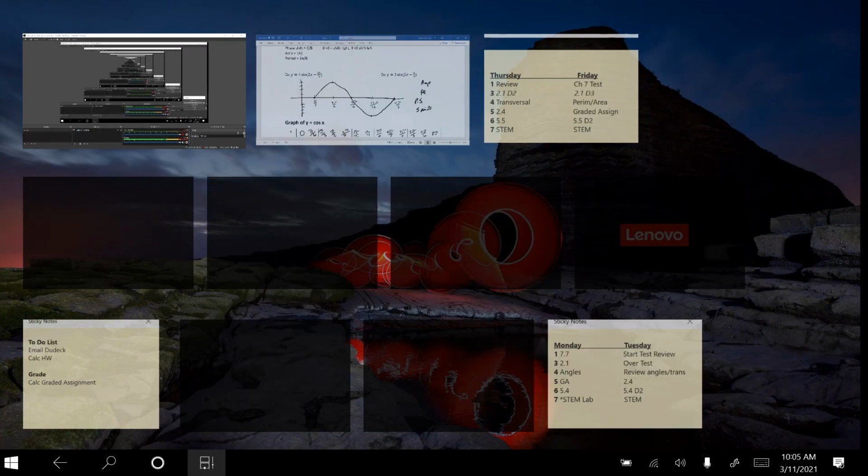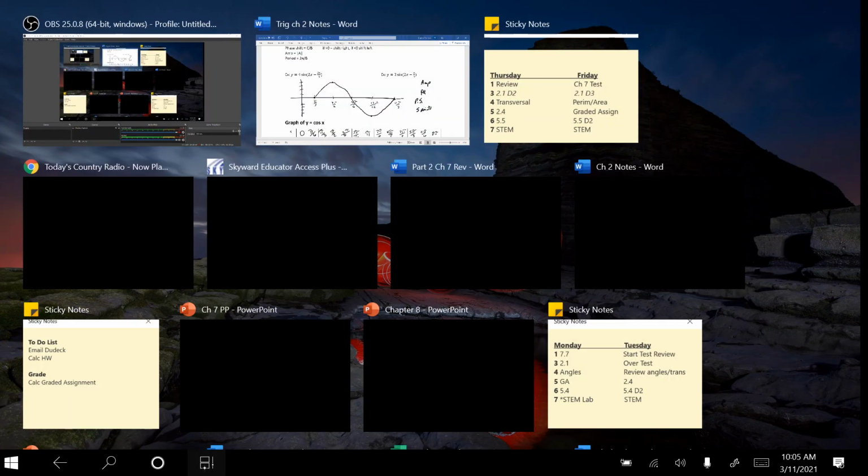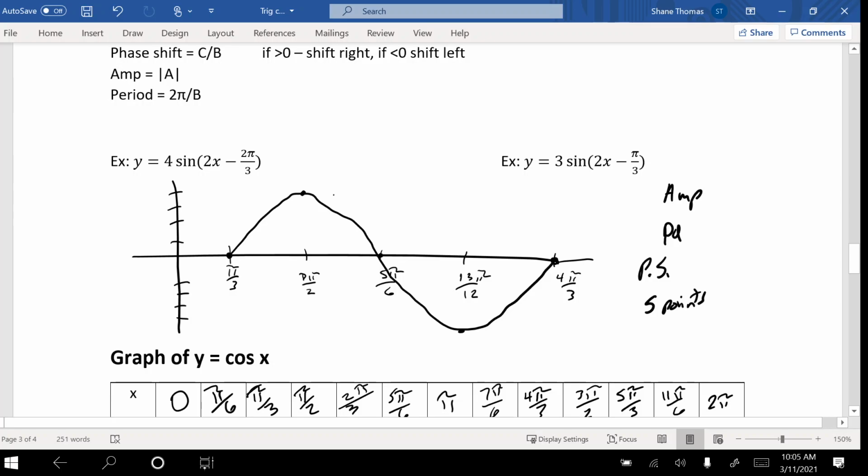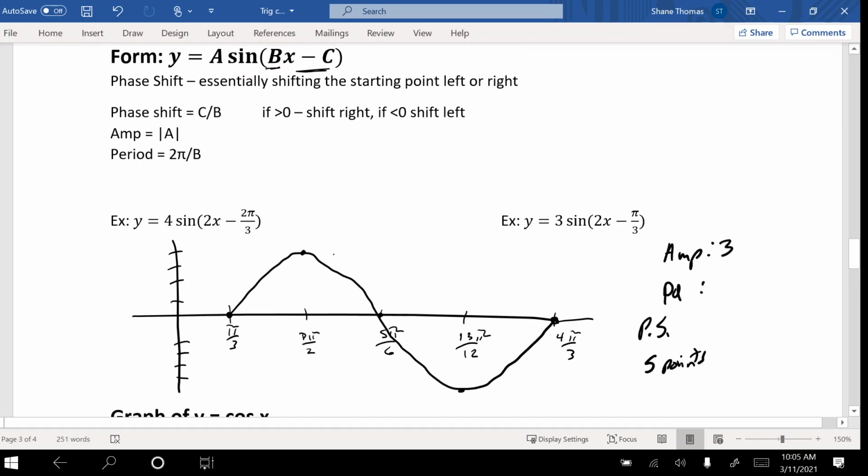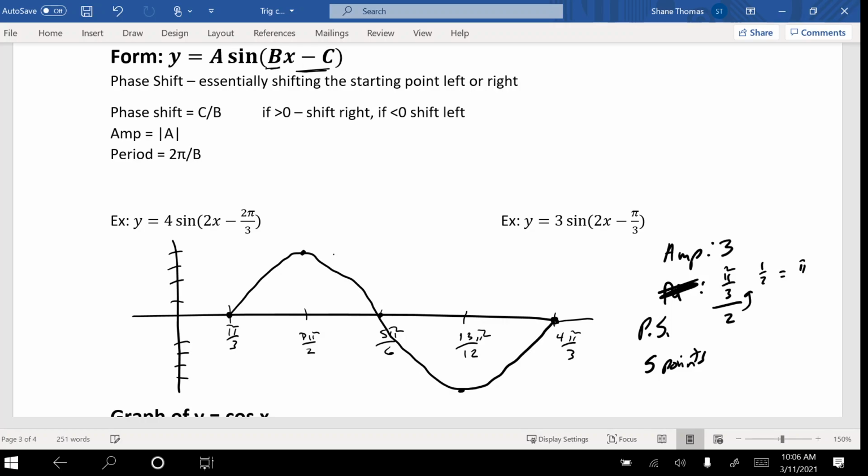The first thing we have to find is your amplitude, right? Your amplitude is going to be the number out front. What's my amplitude? It's the easiest thing there is. 3. Good. Phase shift. We just talked about phase shift. It's C over B. So I'm going to have pi over 3 over B, which is 2, correct? So then I flip this up, and I'm going to have 1 over 2, which is pi over 6, right? So my phase shift would be pi over 6.